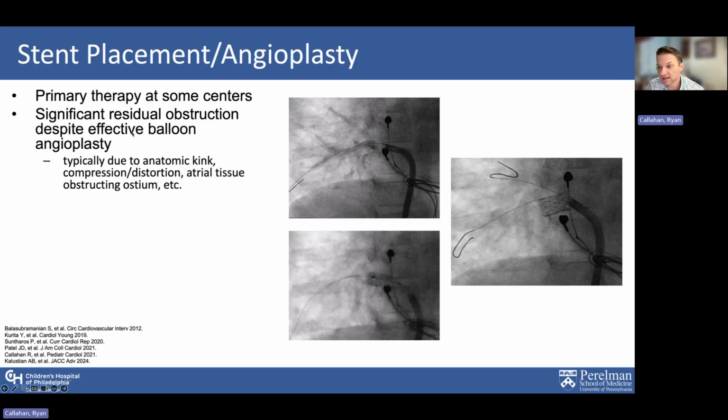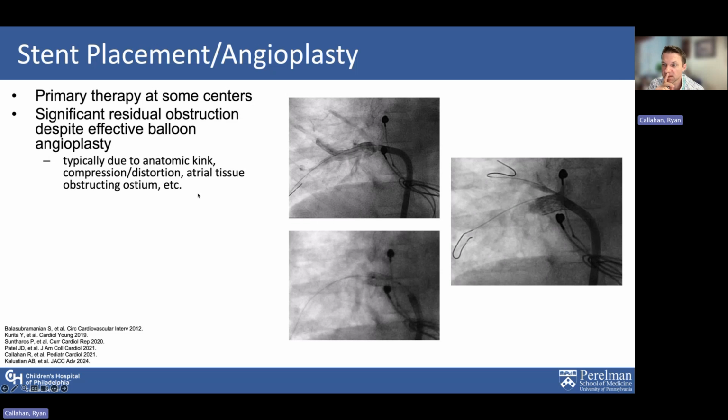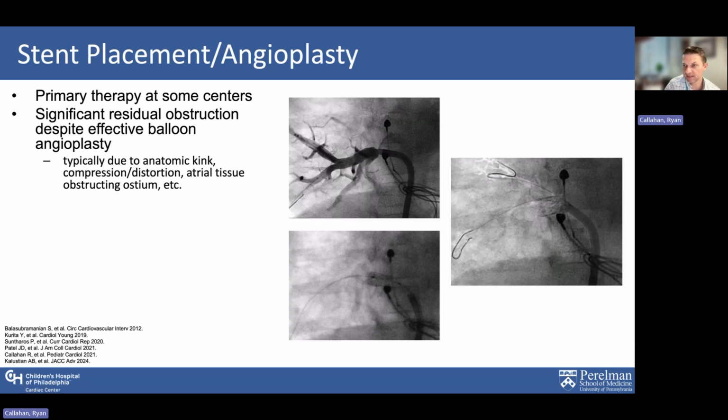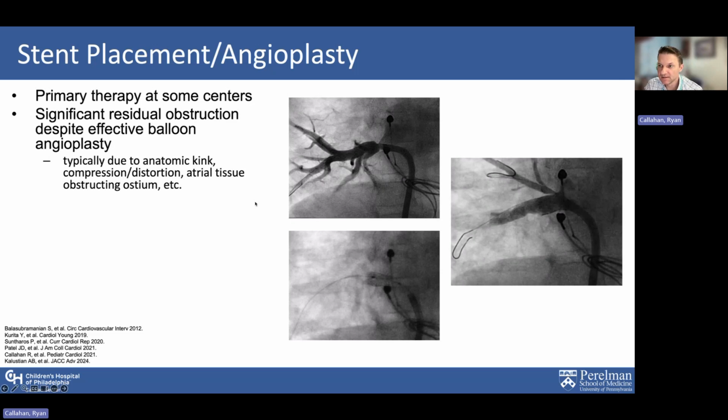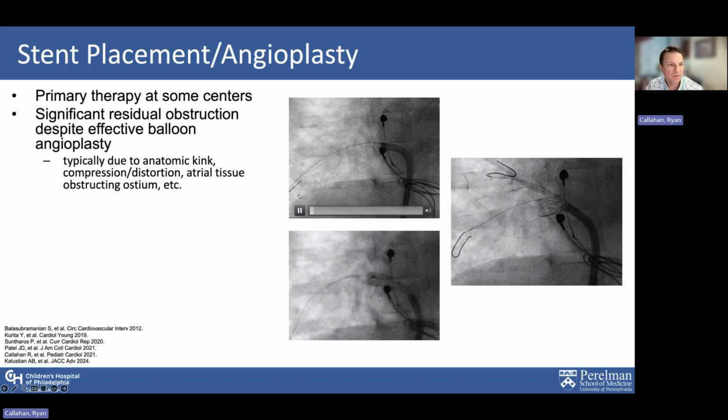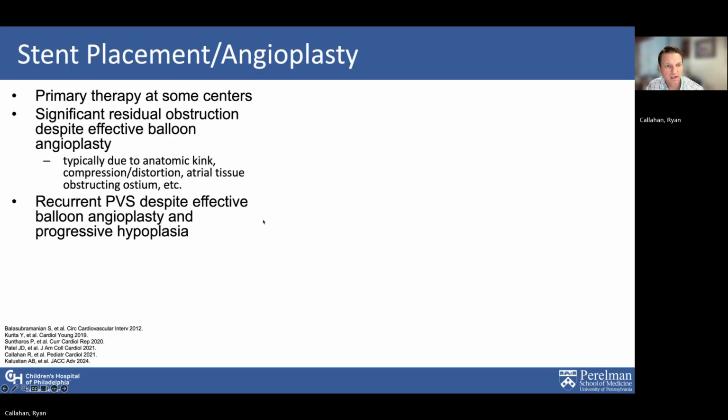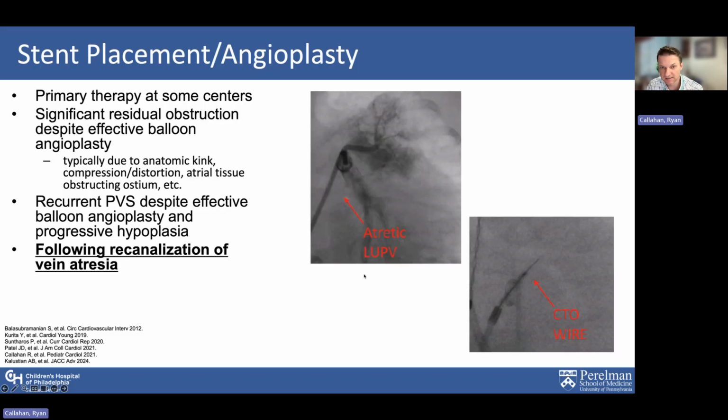Some institutions use stent as their primary therapy. So as soon as they're diagnosed with PVS, everybody gets stents. And so there are different practice patterns that you'll see around the country. We also use stents if balloons aren't working over and over again, or after we've done vein recanalization.